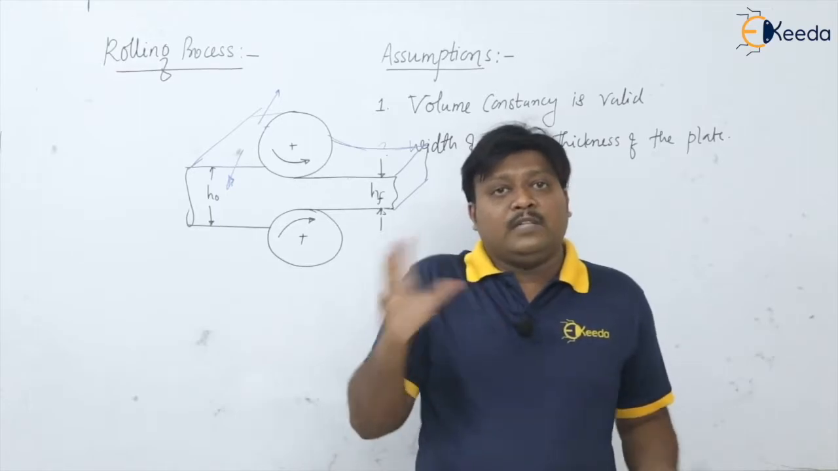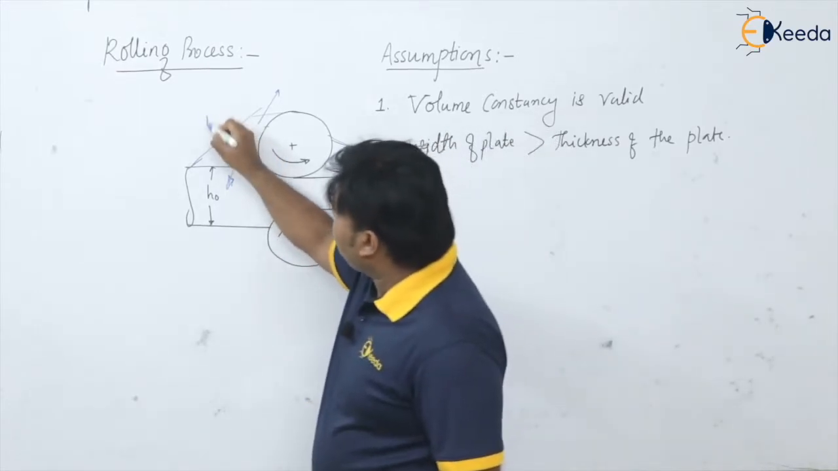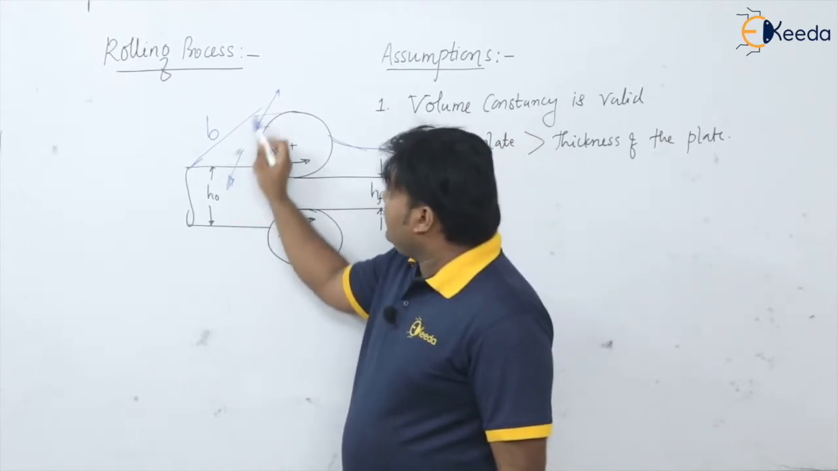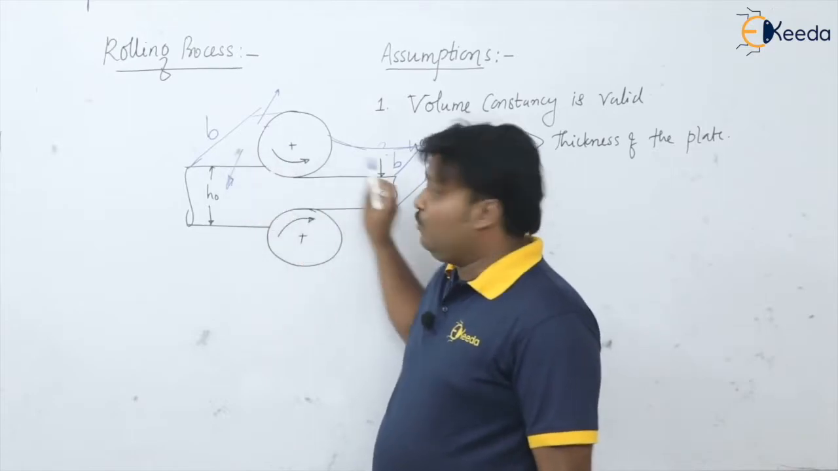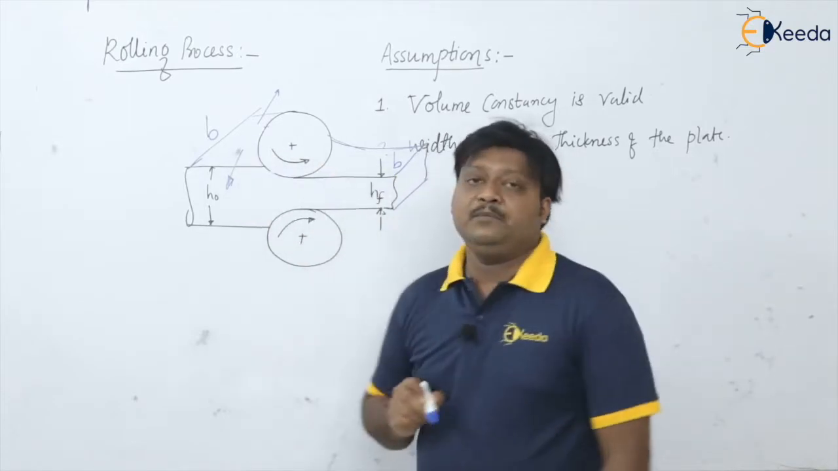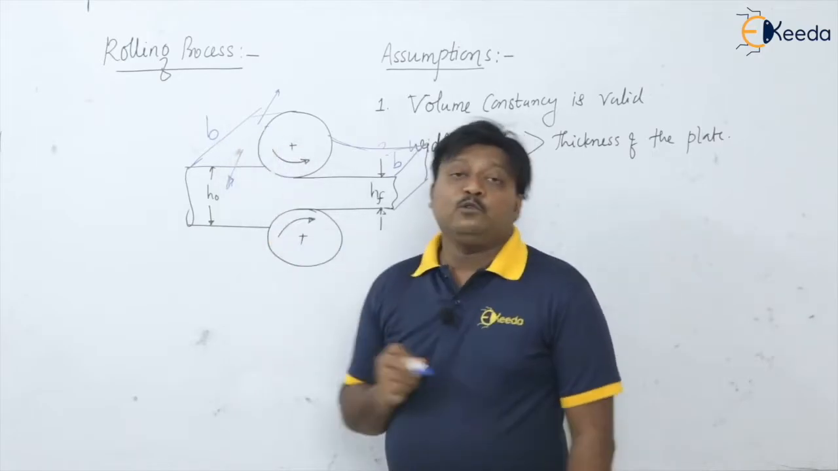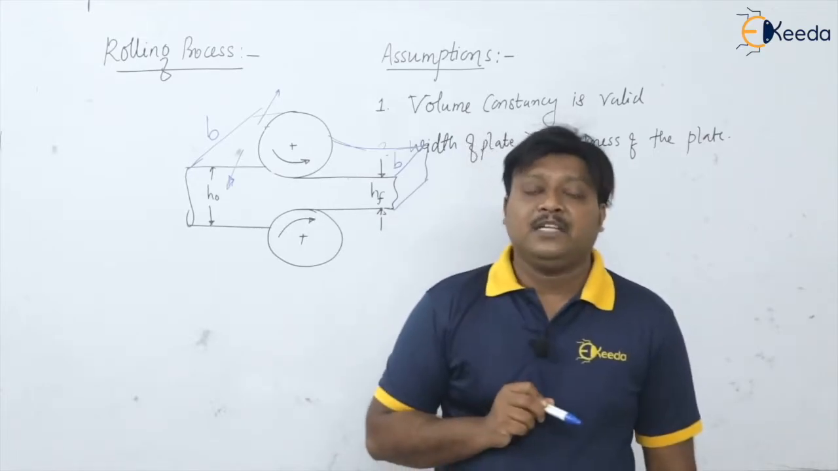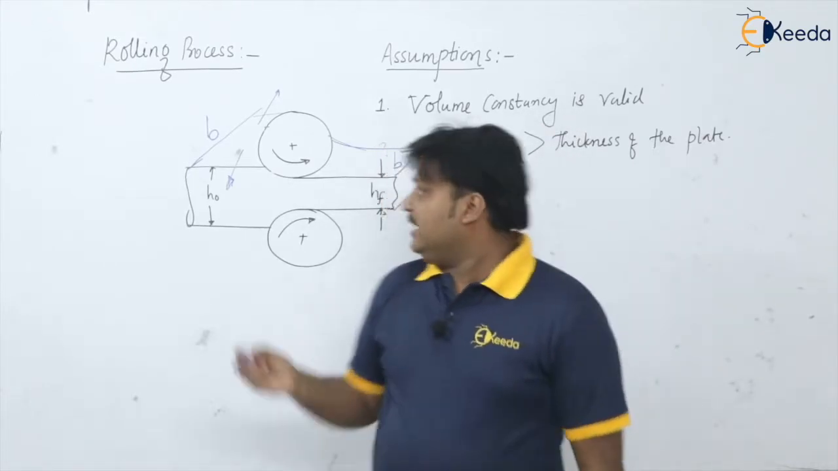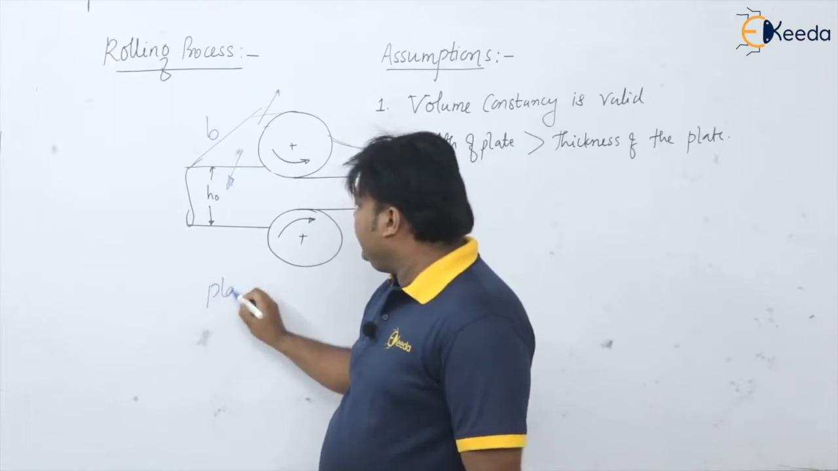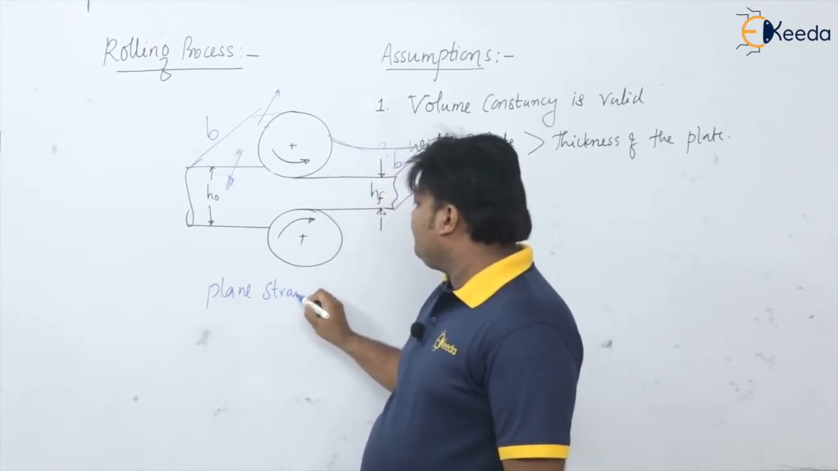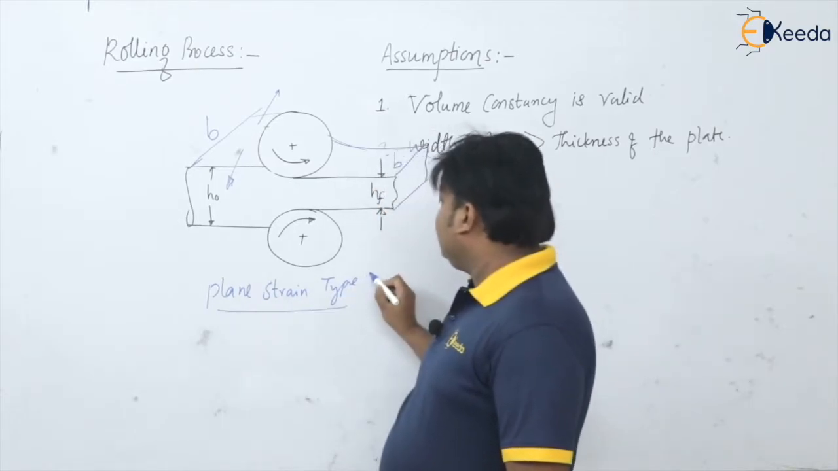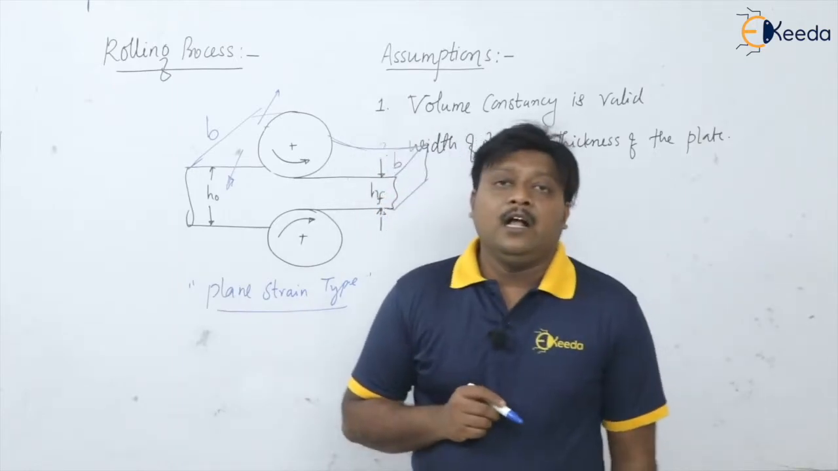So B is the width of the work, the sheet or plate. This width is going to be the same before and after deformation. Please remember, this B is constant; the width of the plate remains unchanged. That is the assumption. So what is this actually? This is an operation of plane strain type, isn't it? The plane strain condition is valid.